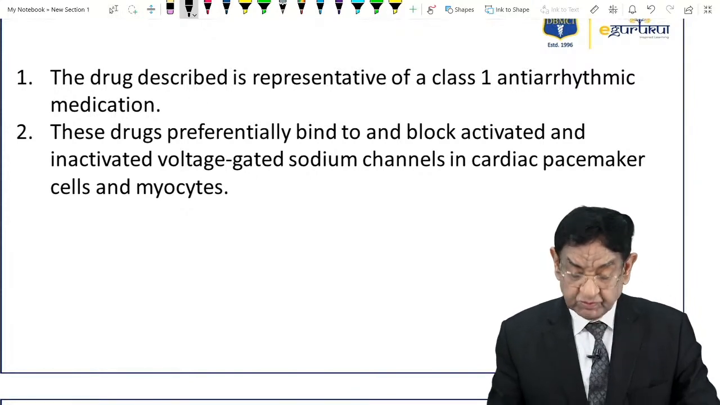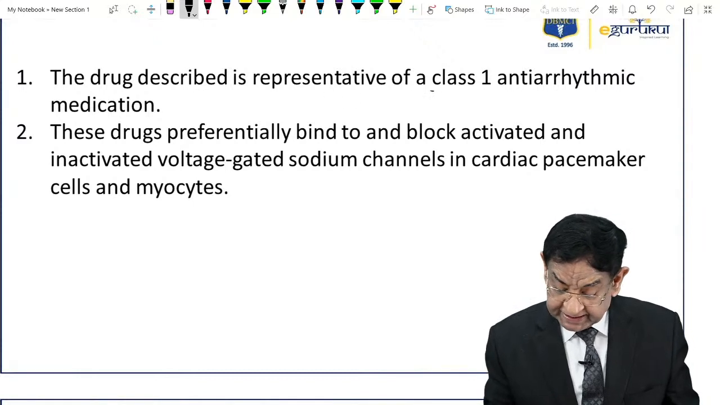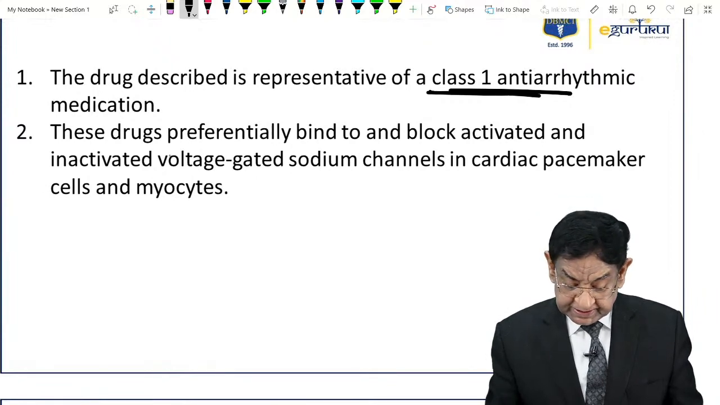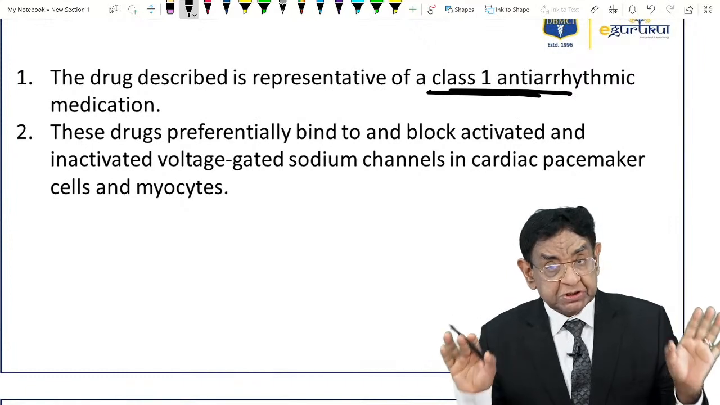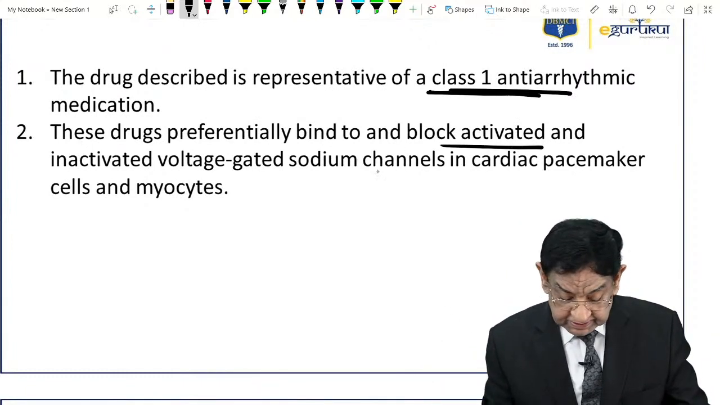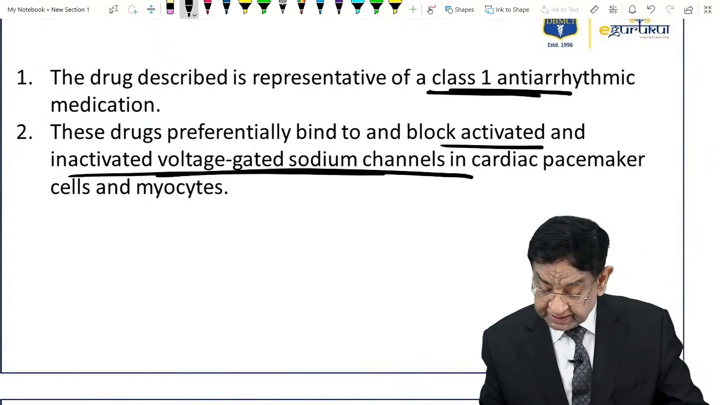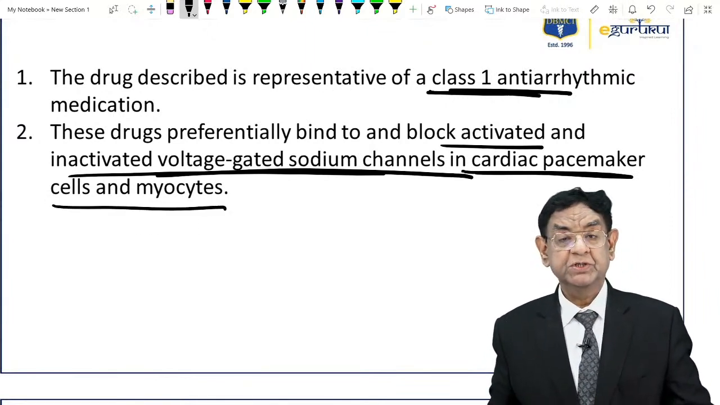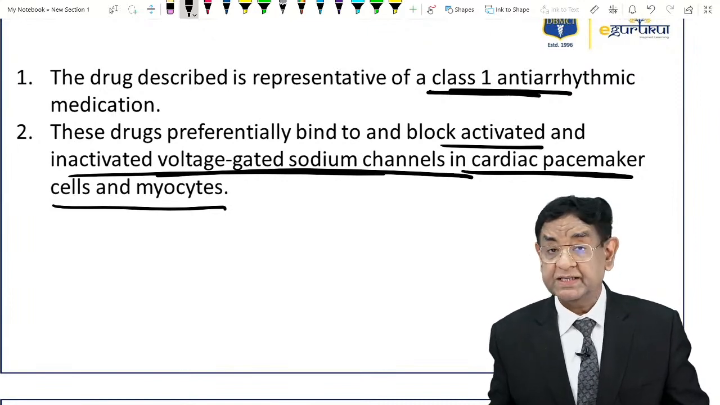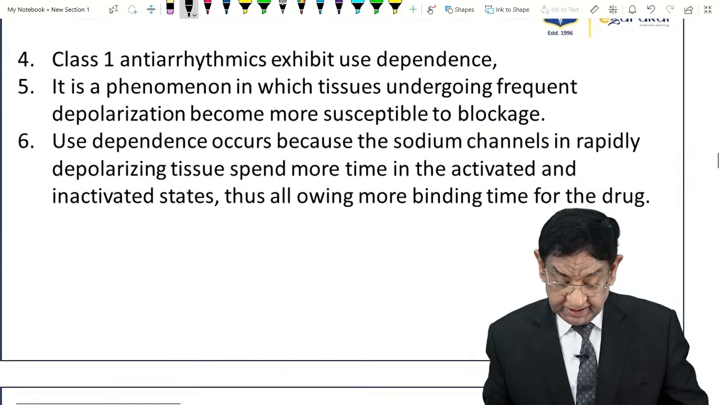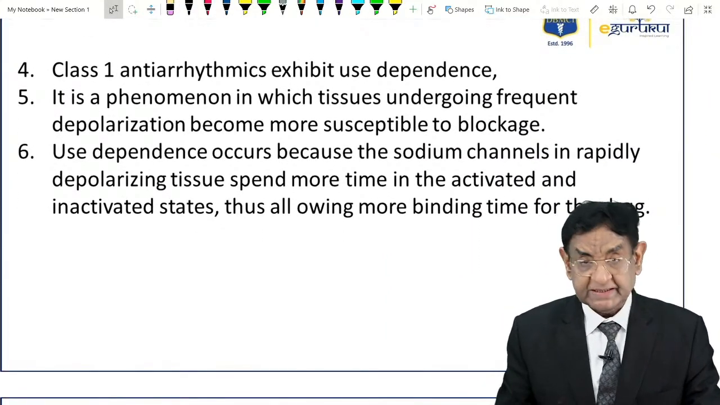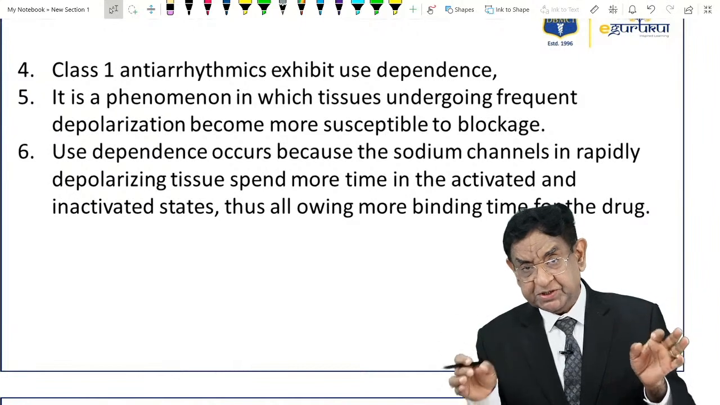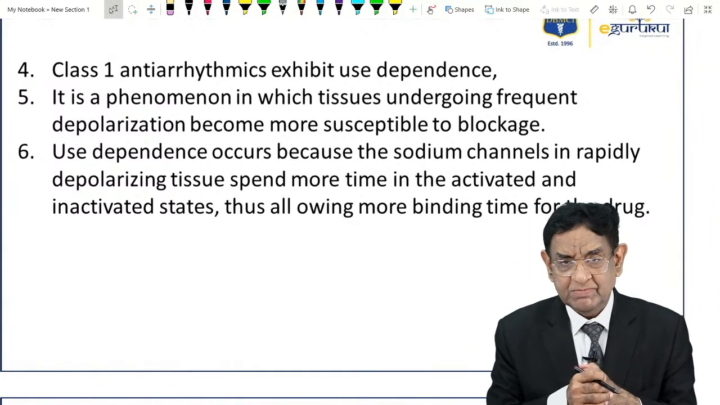One thing is very clear. It represents a class 1A antiarrhythmic medication. All these sodium channel blocker drugs block voltage gated sodium channels in the cardiac pacemaker cells and the myocytes. Sodium channel blockers are the class 1 drugs. And now comes the gold medal line, which will tell you why differences occur even within class 1A, B, C.